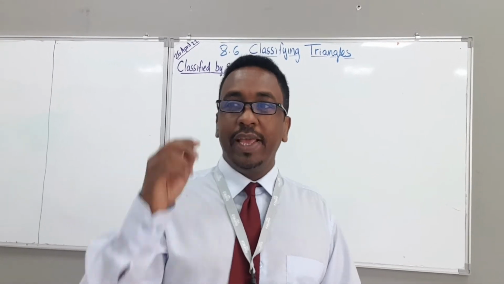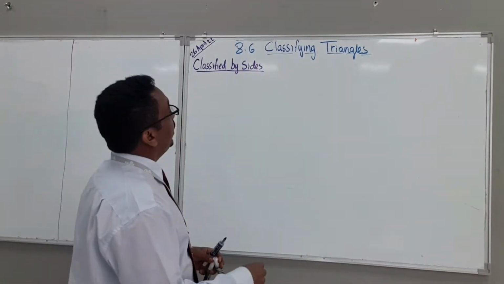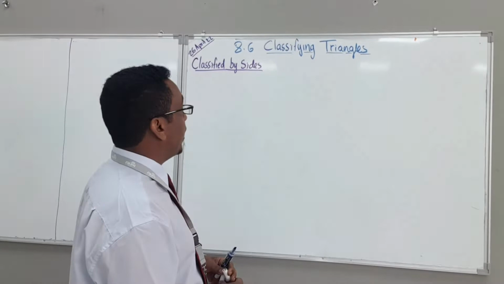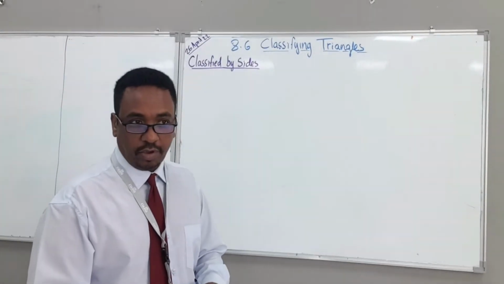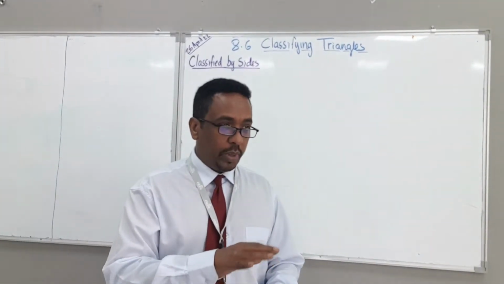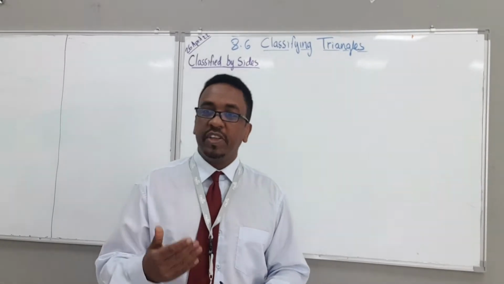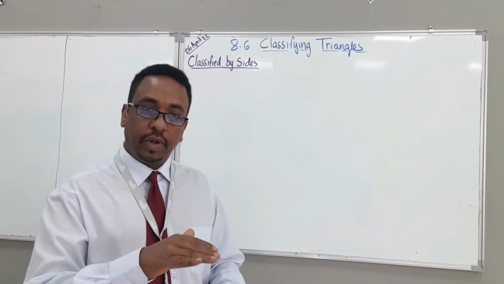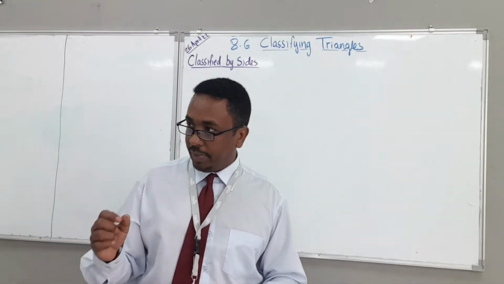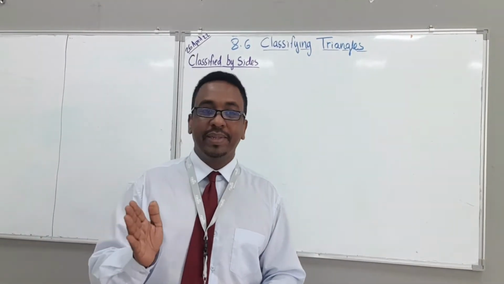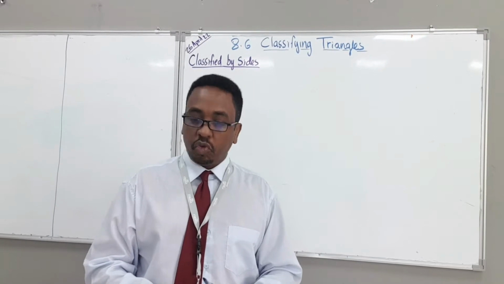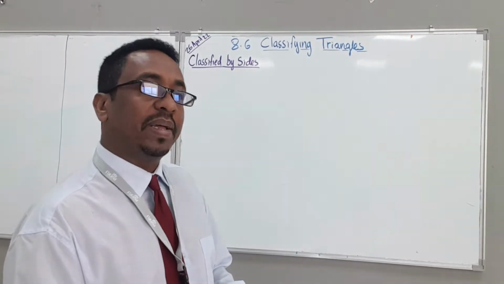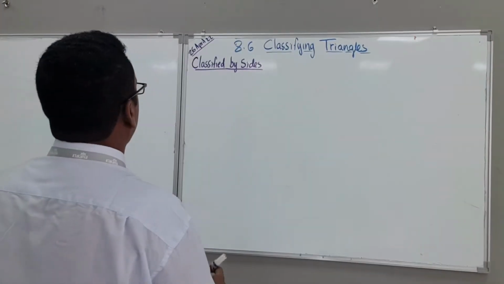Okay, so today we are doing 8.6, classifying triangles. There are two ways we classify triangles. The first one is we classify triangles by their sides. The second way is we classify triangles by their angles. We're going to start classifying triangles by their sides first.